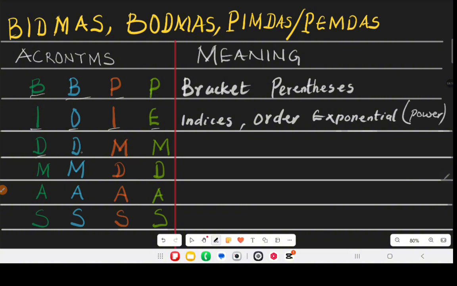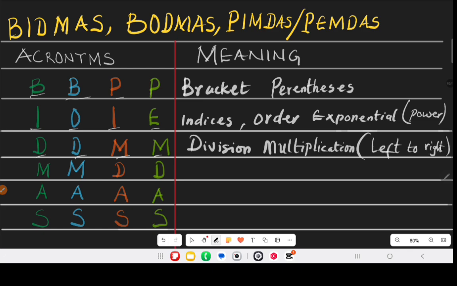Then we move to the third one. We have D and M. D means division, while M means multiplication. In order of operation, division and multiplication are ranked the same. They have the same priority. You solve from left to right, whichever comes first.